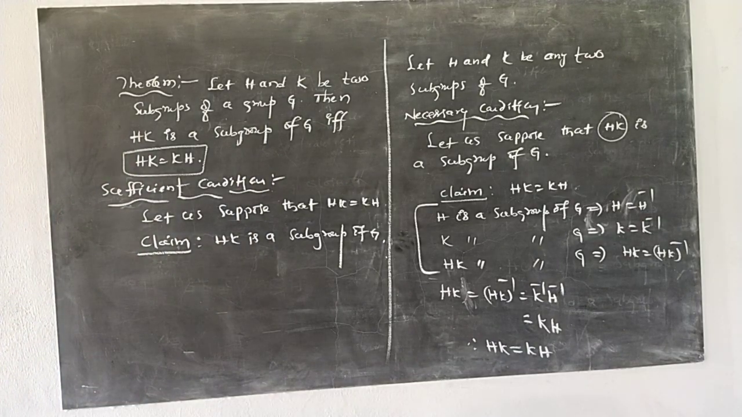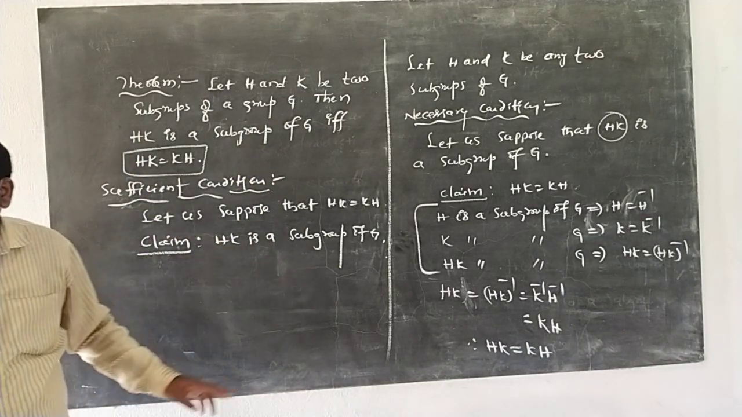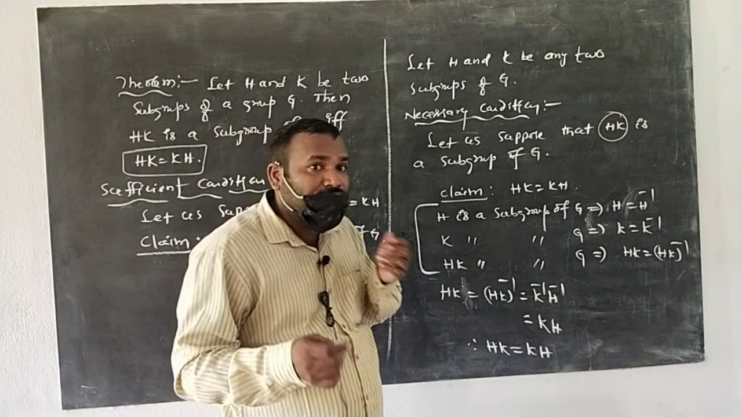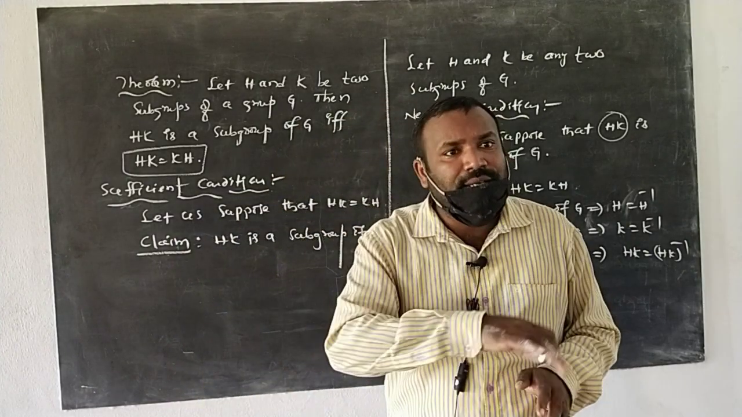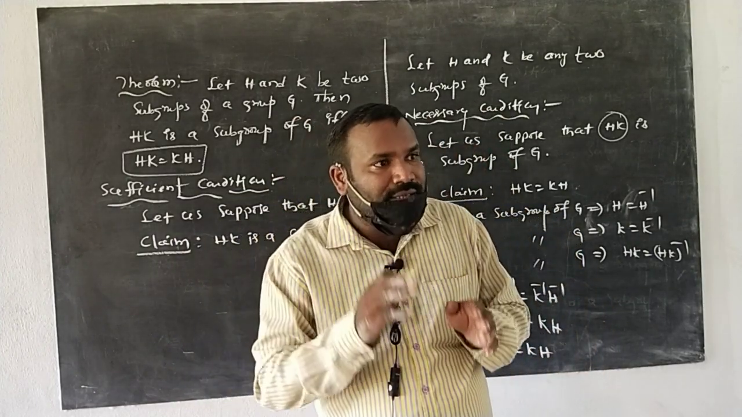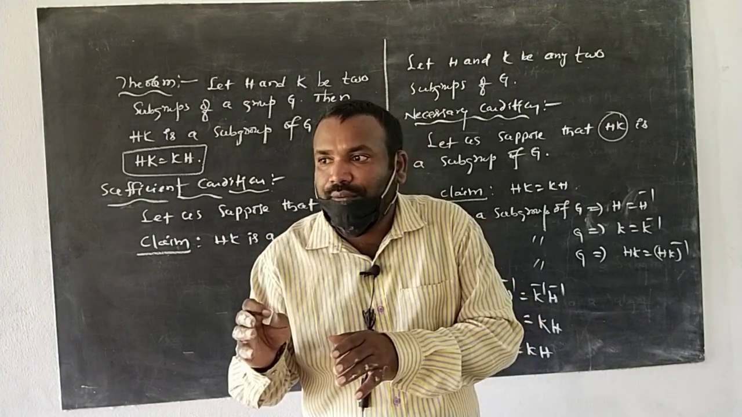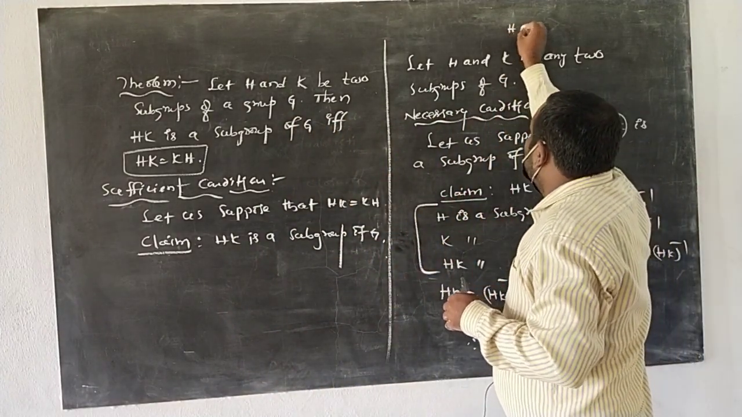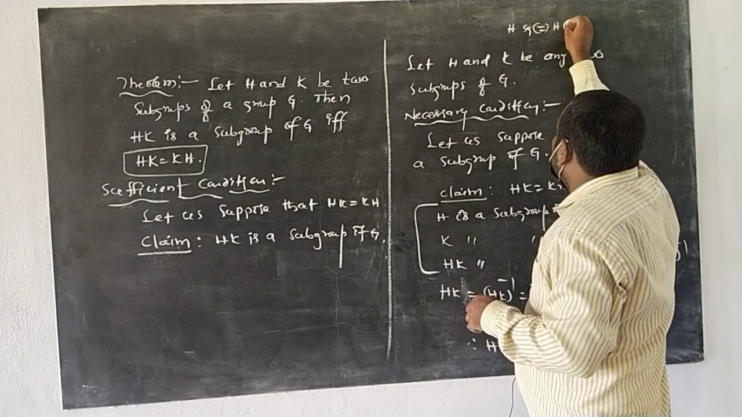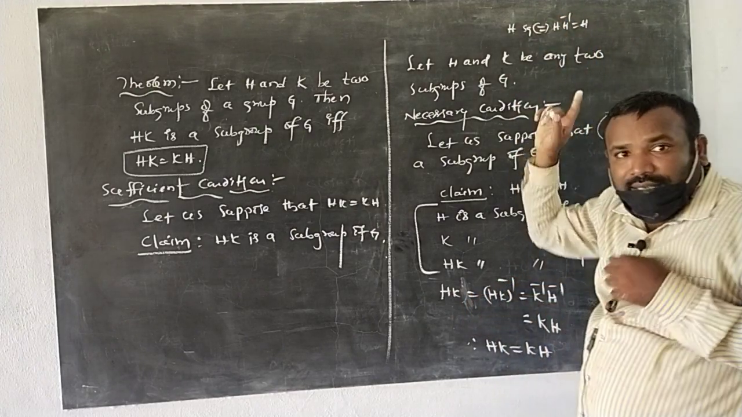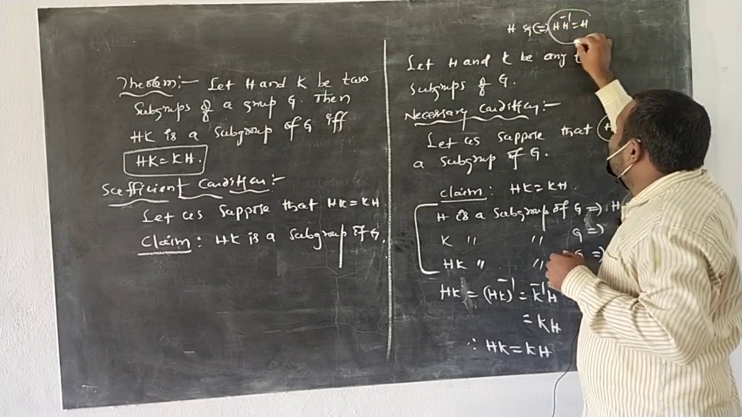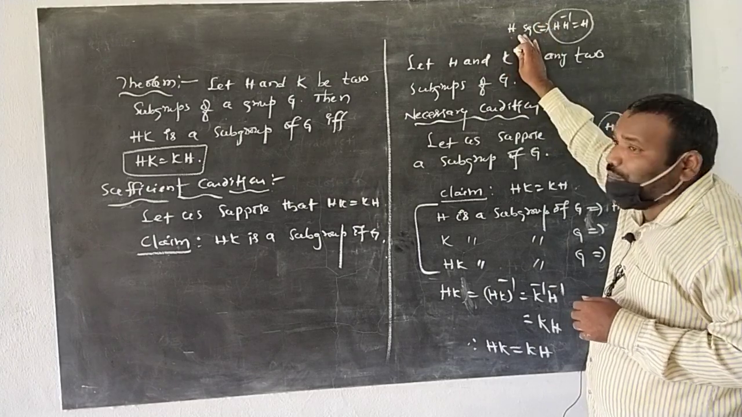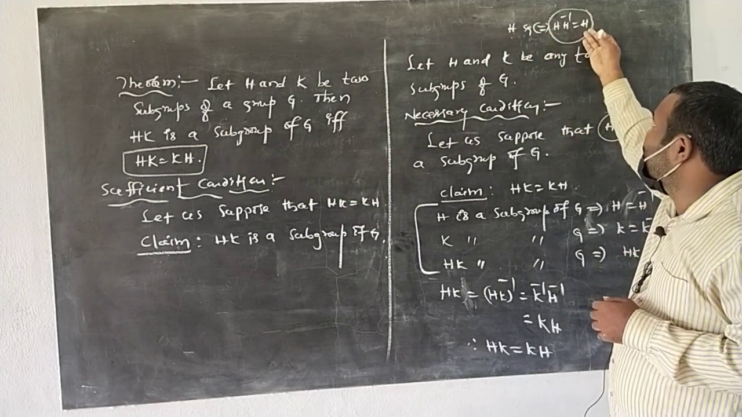Understand? So in order to prove HK is a subgroup, we make use of result 2. What is result 2? Result 2 is a necessary and sufficient condition: H is a subgroup if and only if H inverse equal to H. That means if this condition is true, then H will become a subgroup. If H is a subgroup, you can write H inverse equal to H.